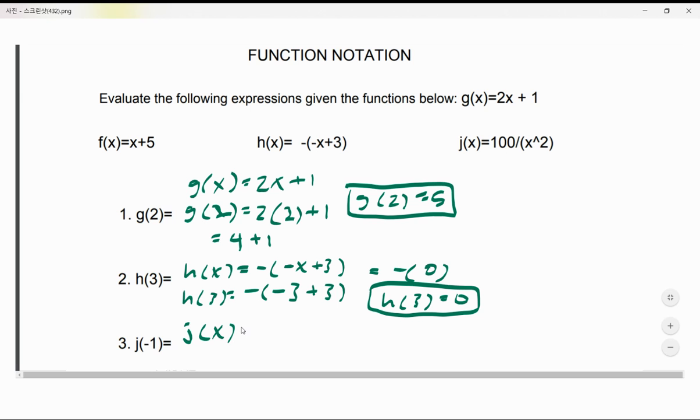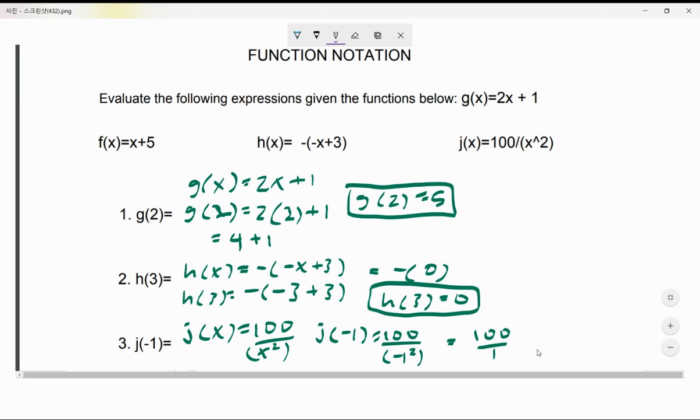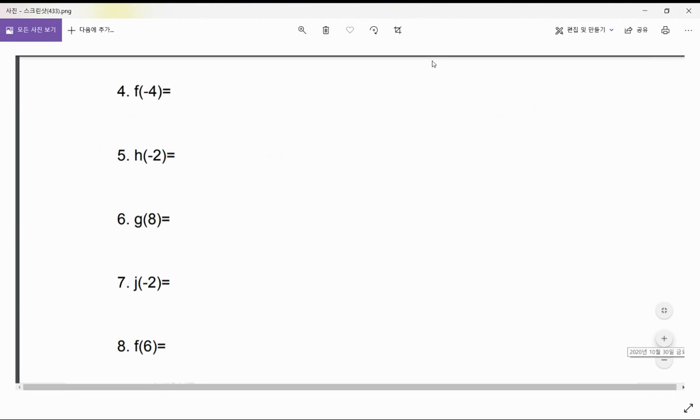j function: j(x) equals 100 over x squared. So j(-1) would be 100 over negative 1 squared. 100 over 1, because negative 1 times negative 1 is 1, you know? So 100. So j(-1) equals 100. Cool. Do you get it? If you do, that is great. Let's go on to the next set.